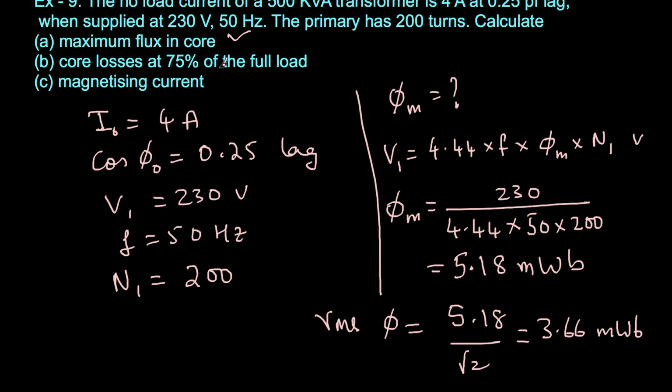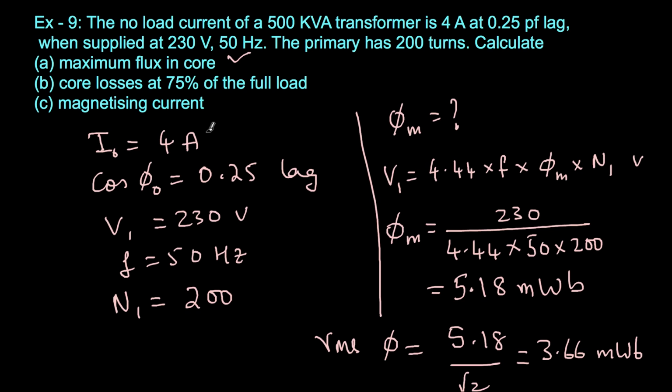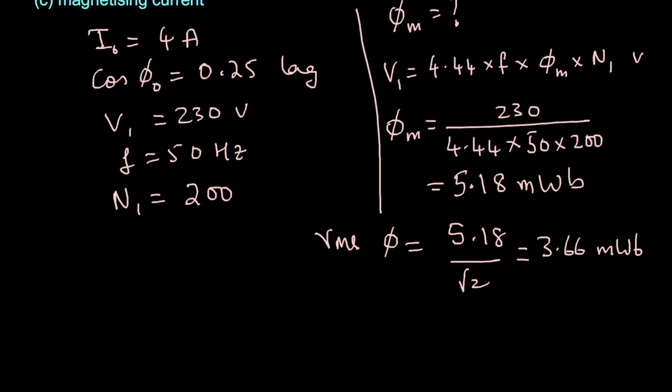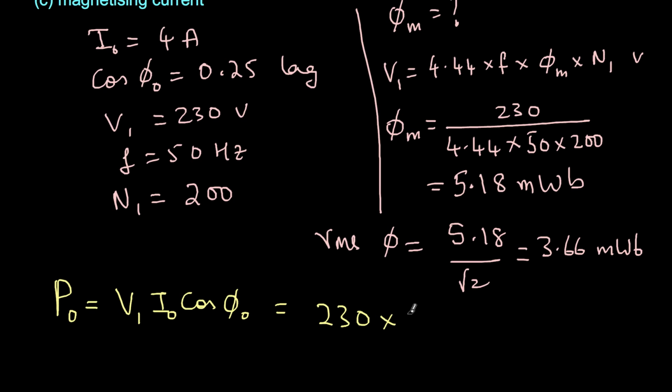Now, what is the core losses at 75% of the full load? So again, this 75% of the full load is just to confuse you. Core losses are core losses, whatever is the amount of load. So let's calculate the core losses. P naught is nothing but core losses, which is nothing but V1 I naught cos of phi naught. So that is 230 multiplied by 4 amperes multiplied by 0.25. Now you see 4 into 0.25 is 1, so these two will cancel. So I get 230 watts. No need to use calculator on that.